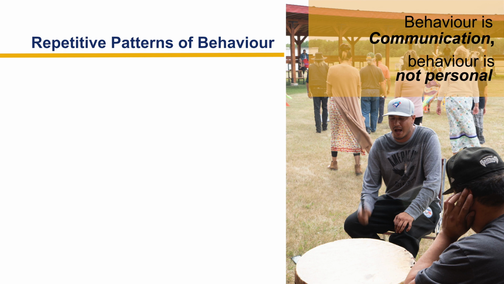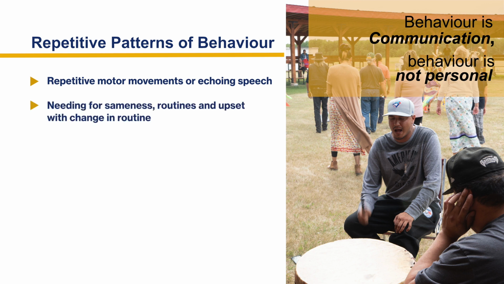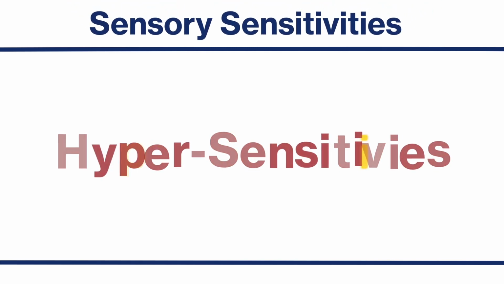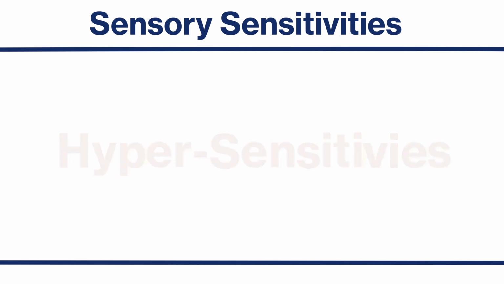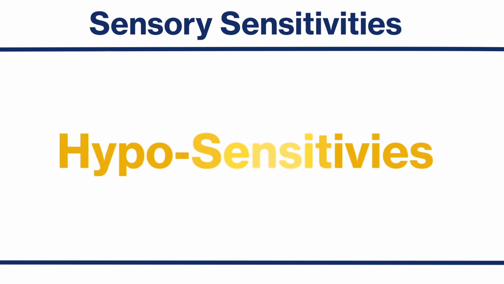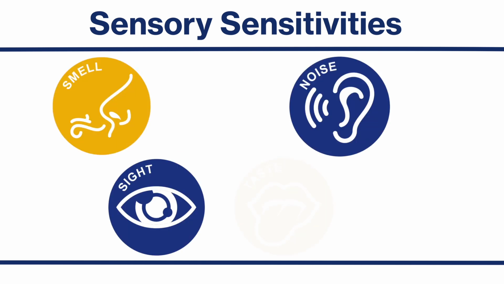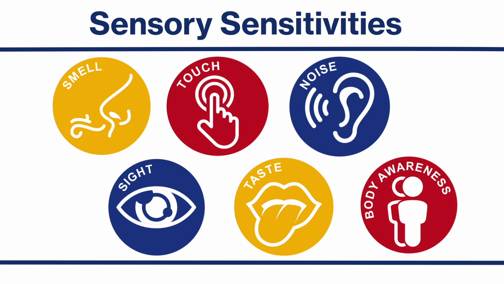Rigid and repetitive patterns start at an early age and may include repetitive behavior such as lining up toys, flapping hands, or echoing speech. Need for sameness routines and upset with a change in routine. Highly focused interests, or focused interest in sensory aspects of the environment. Examples are excessive touching of objects, or sensory sensitivities and changes. Individuals with autism can experience both hypersensitivities, over-responsiveness, and hyposensitivities, under-responsiveness, to a wide range of stimuli, including sight, sounds, smells, tastes, touch, and body awareness.